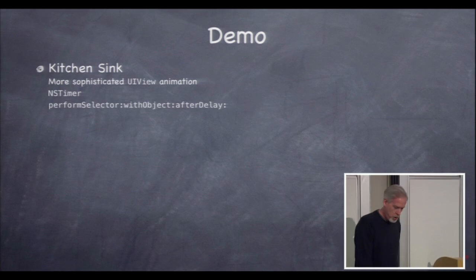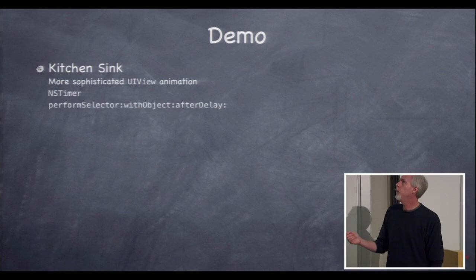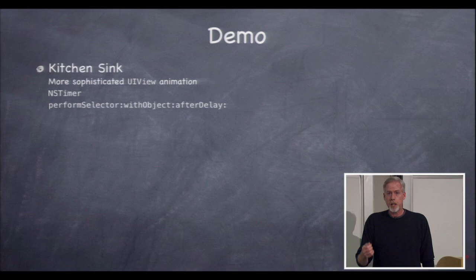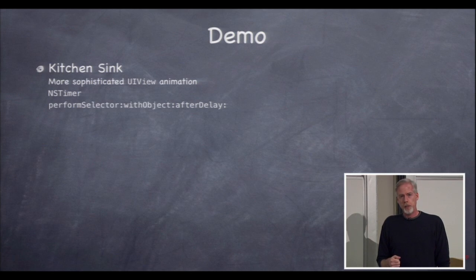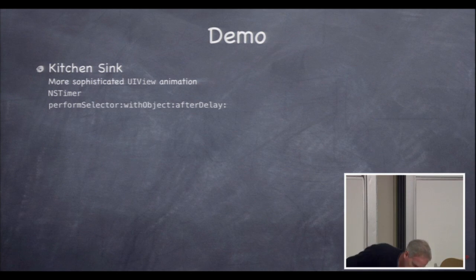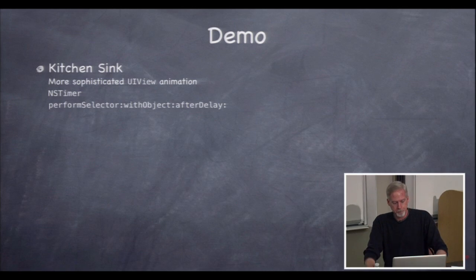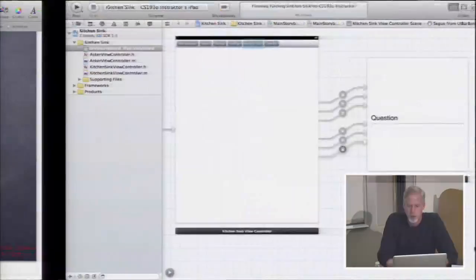All right, so back to the kitchen sink. What I'm going to do here is show you a more sophisticated animation. And then we're going to use NSTimer and performSelector to do two different little features in the kitchen sink, so you can see how they compare. So let us go over here.